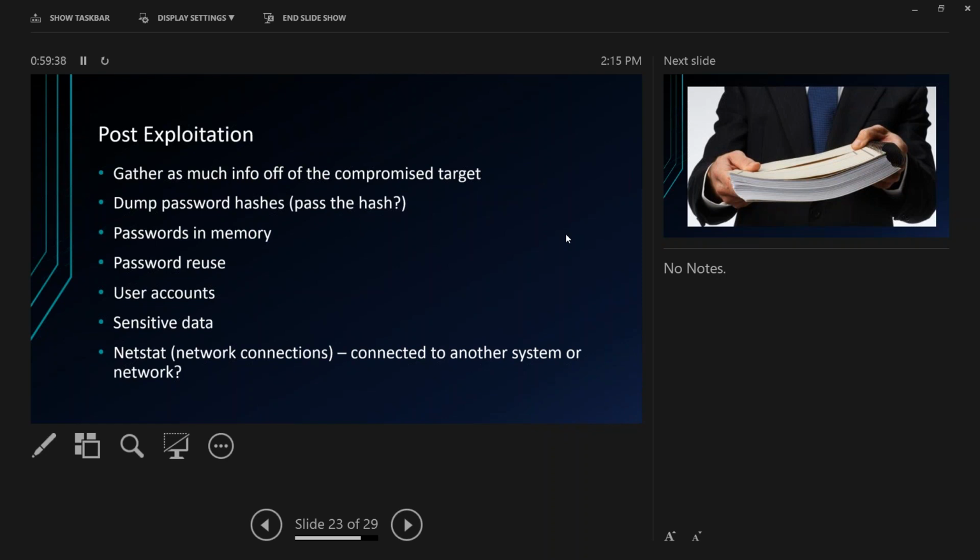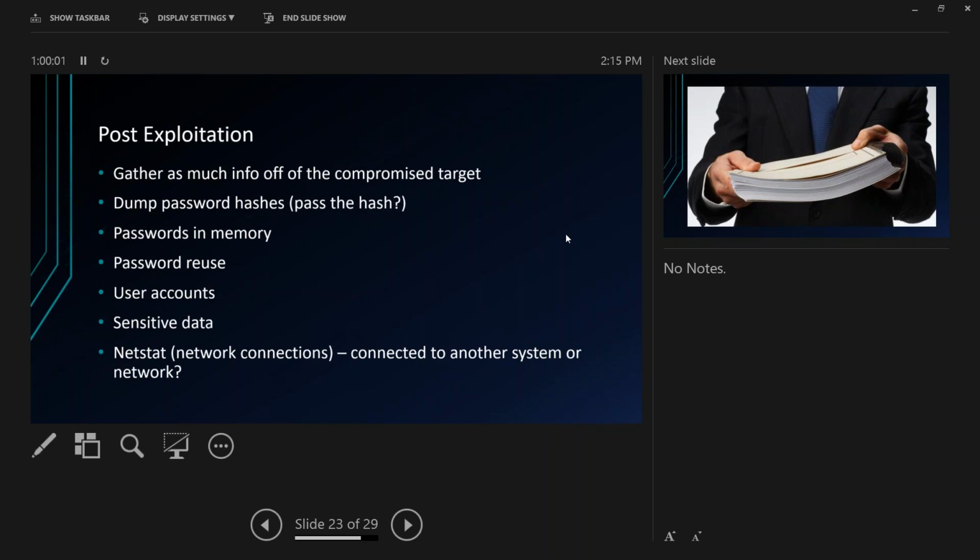Post-exploitation is important. Dump password hashes. On a Windows environment, you can dump password hashes. This can then be used to authenticate against other remote systems. Because back in the day, Windows was very nice. If you told Windows, hey, I don't have the password, but I got the hash, Windows would say, oh, that's okay, log in. So you don't have to crack the password, you just pass the hash.